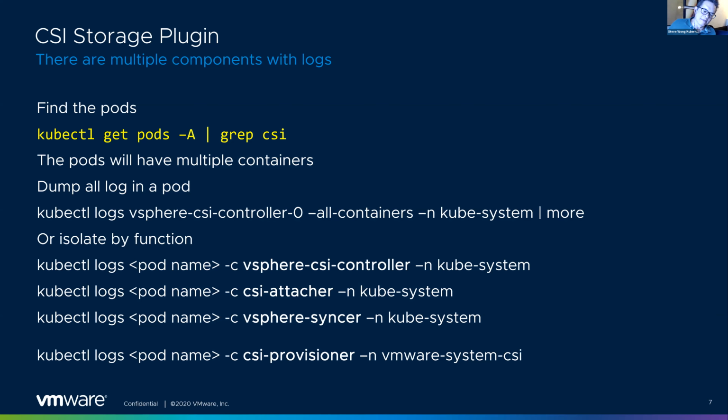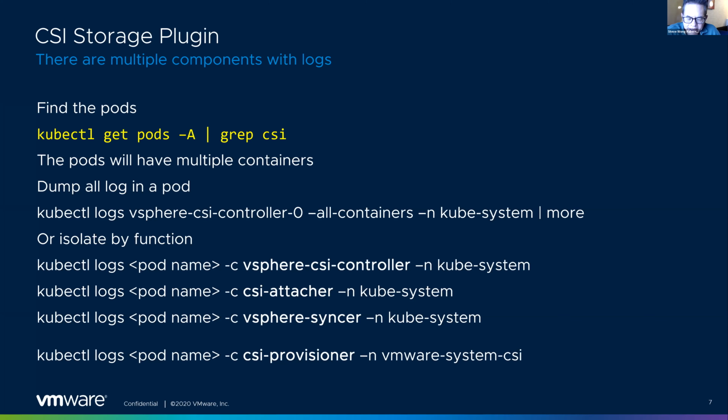And you're going to find that the pods are going to have multiple containers. Depending on what issue you have, you could dump all the logs from all the containers at once, which is kubectl logs. You've got the name there. So on my system, my name was vsphere-csi-controller-0, and then saying all containers. You might have as many as 5 containers in there that have different functions. So you can isolate them by one if you know your problem is scoped down to one particular area.